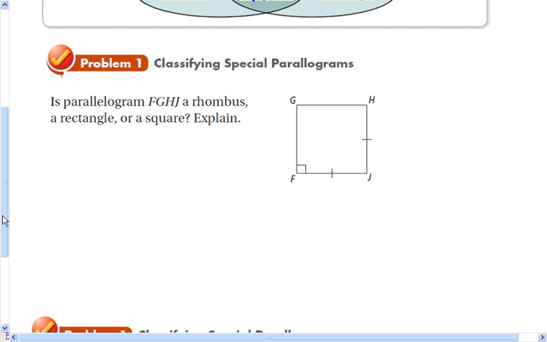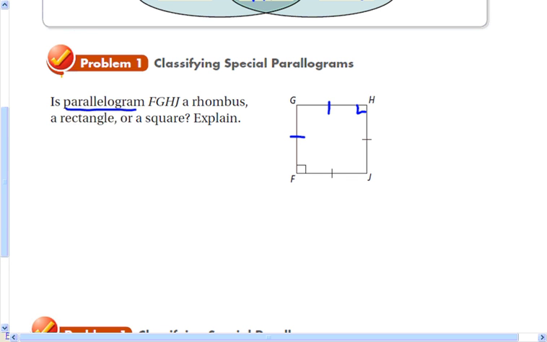Well, it's a parallelogram to begin with, so there's a lot of things we know about parallelograms. One thing we know is opposite angles are congruent. So H and F would both be right angles according to that. Another thing we know about parallelograms is opposite sides are congruent. So FG is the same as HJ, and GH is the same as FJ.